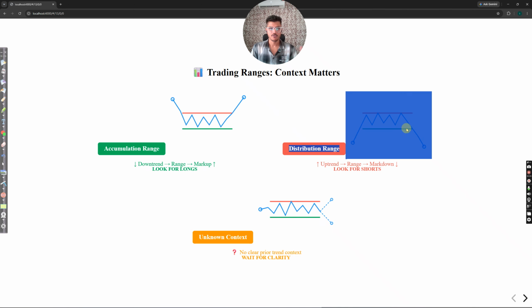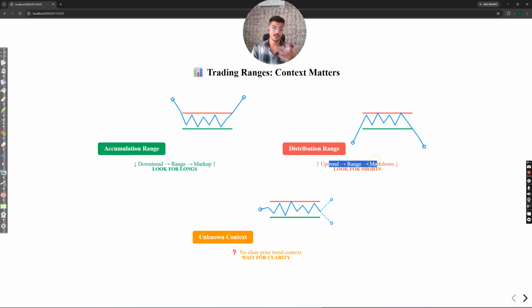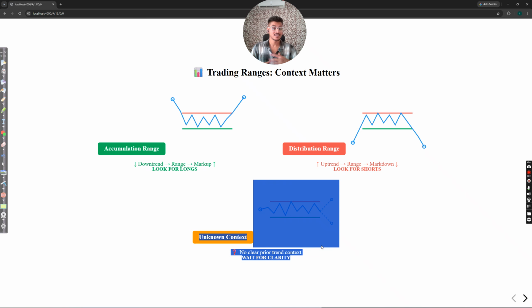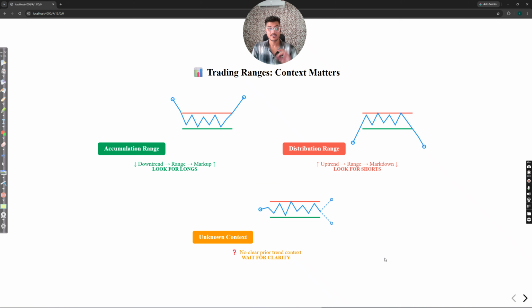The same goes for a distribution range. After an uptrend, a range forms, then markdown, so look for shorts. And when the market is going sideways and it's an unknown context, so no clear prior trend context, wait for clarity.